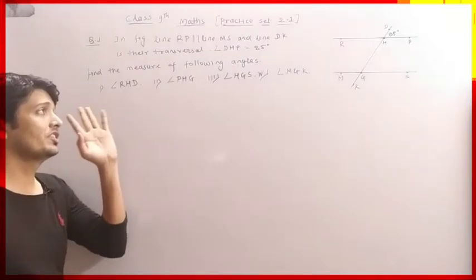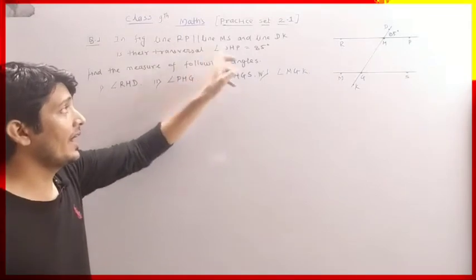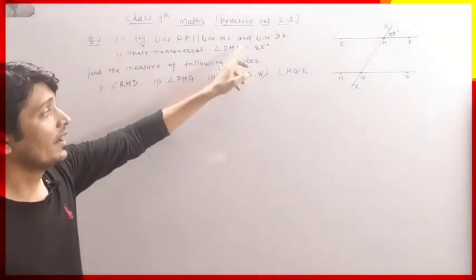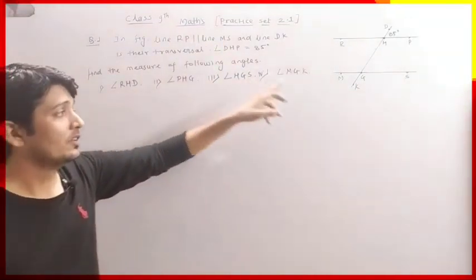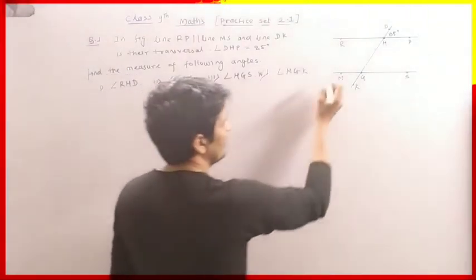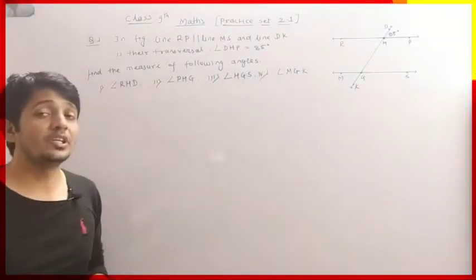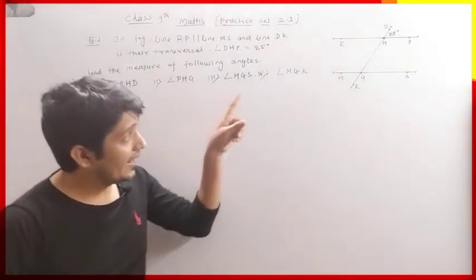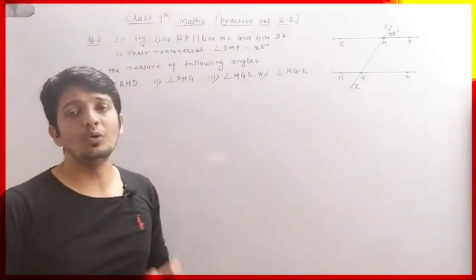The question first says, in the figure, lines RP and MS are parallel. This is the symbol of parallel. So RP and MS are lines, so we have to write an arrow here because these are lines. They are parallel to each other, and DK is a transversal for both the lines.